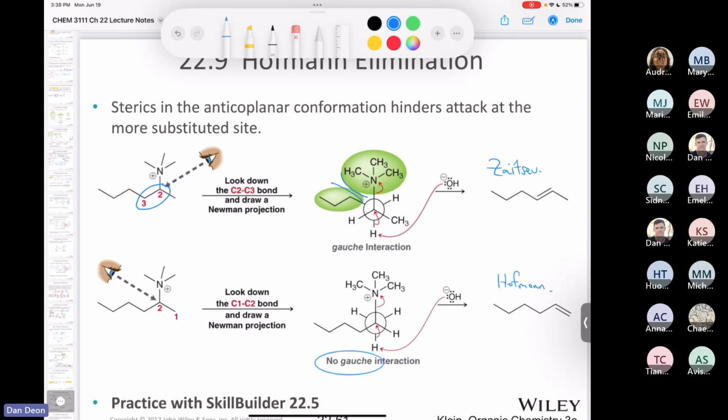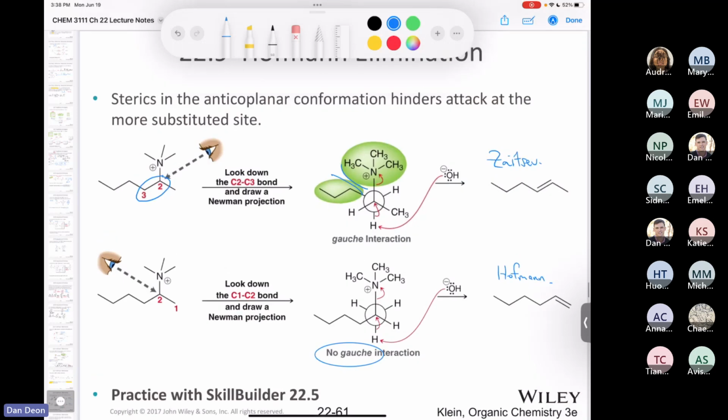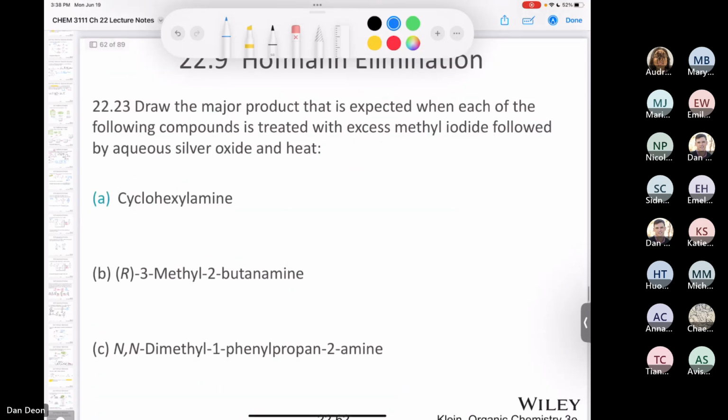I'm not going to ask you to draw this Newman projection, but you might have to know that it's a gauche interaction that prevents the Zaitsev from being formed. That would be about it. I think you should know a little bit about the mechanism, but not have to draw the Newman projection. I don't remember ever asking students to do that.